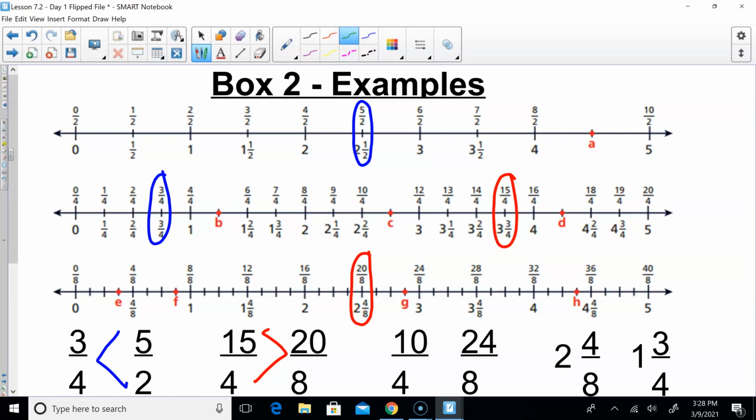We now have 10/4. So here's 10/4. So I'm going to use the green. And 24/8, here's 24/8. This one's at least a little closer now. But 24/8 is still bigger than 10/4, so 10/4 is less than 24/8.